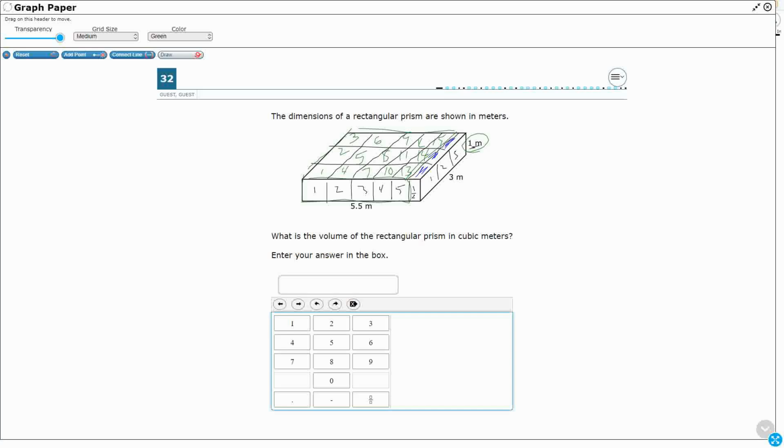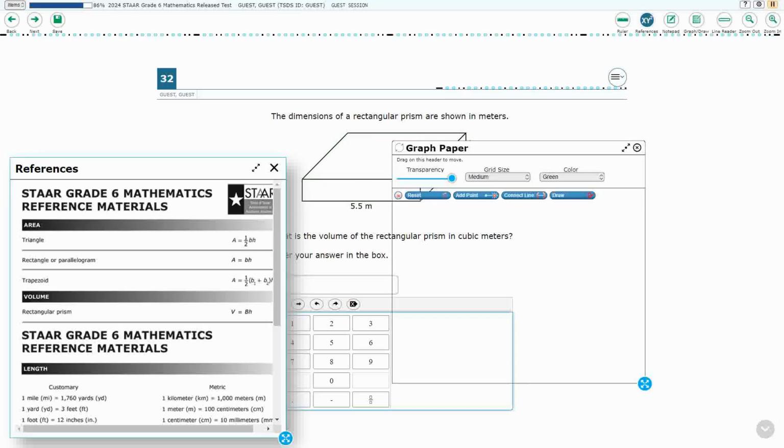So I've got my 15, and then I've got my halves, right? So I've got 15 and a half, 16, 16 and a half. So I'm thinking it's going to be 16.5, and then these are cubes, so cubic meters. Now, that's just drawing a picture. Is there a faster way to do this? Yes, there is. Let's look at our reference materials.